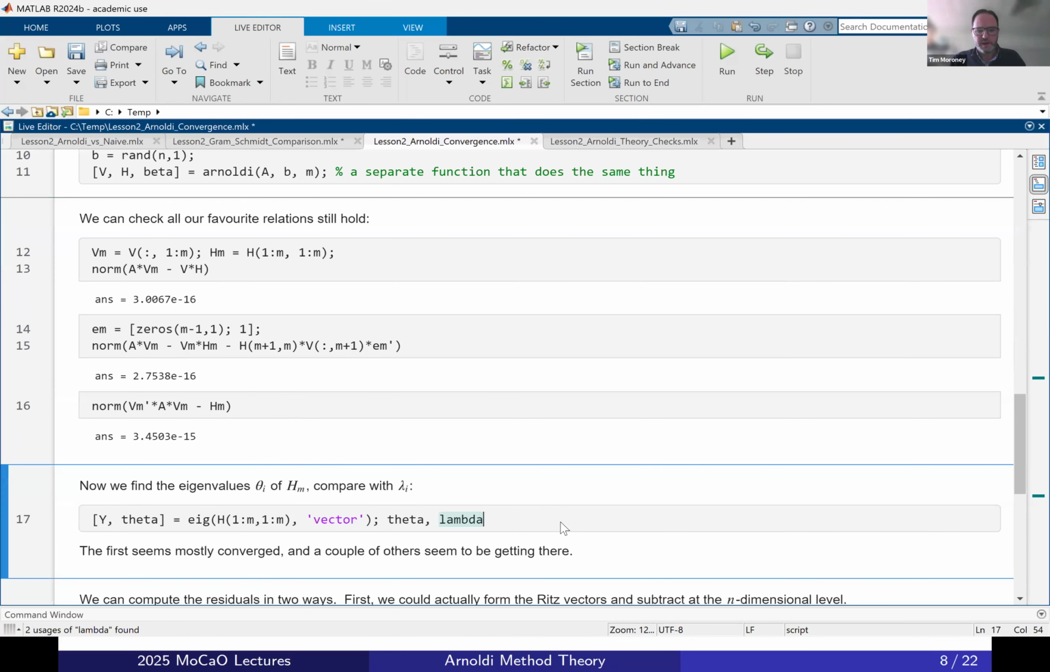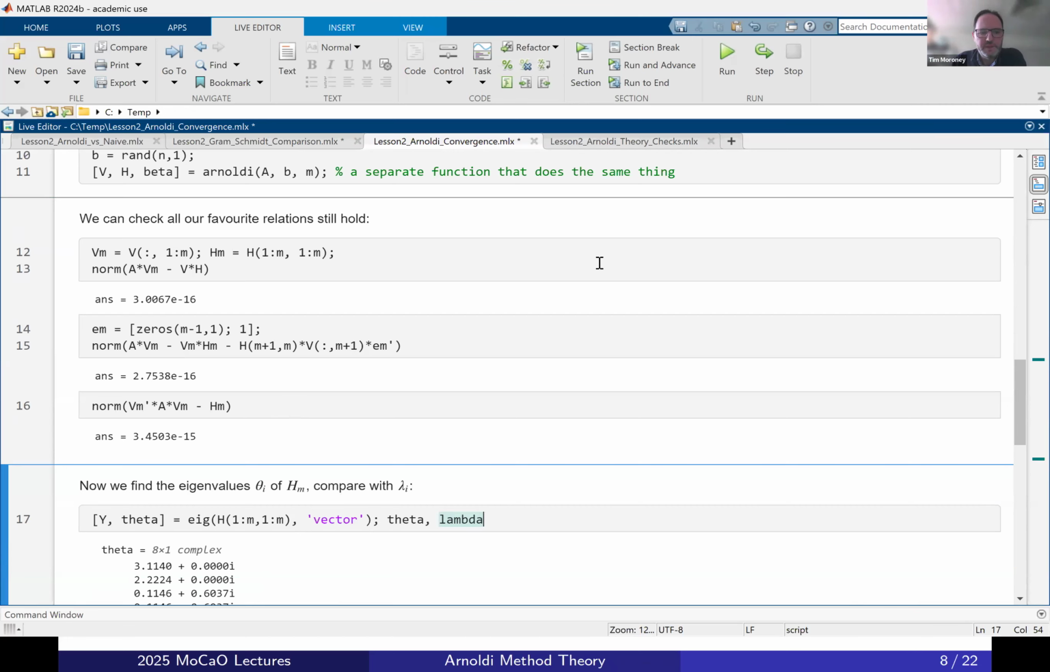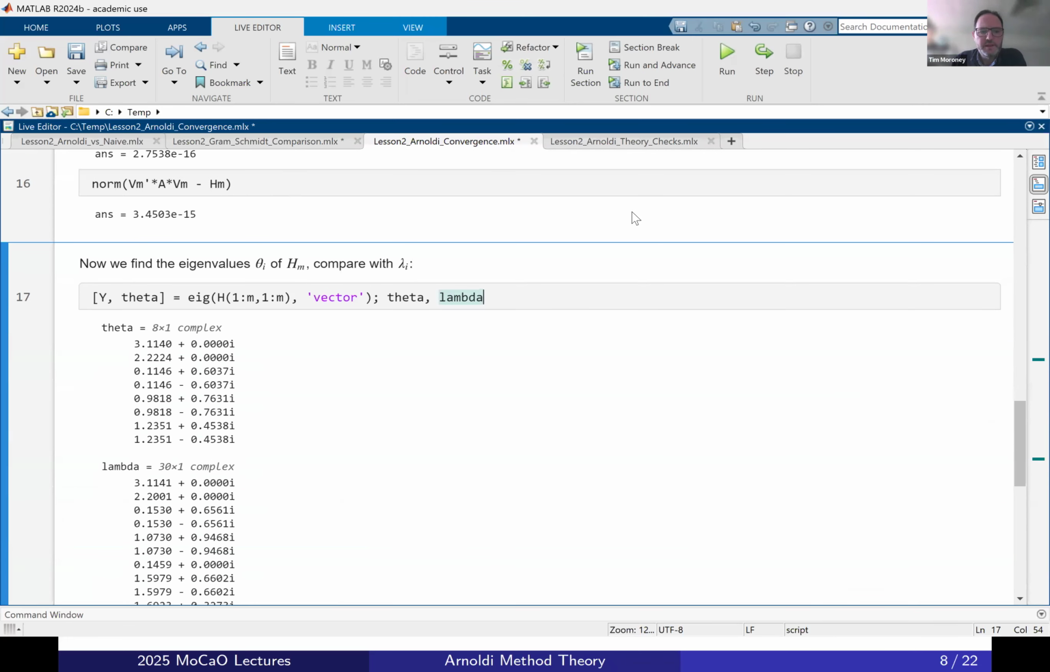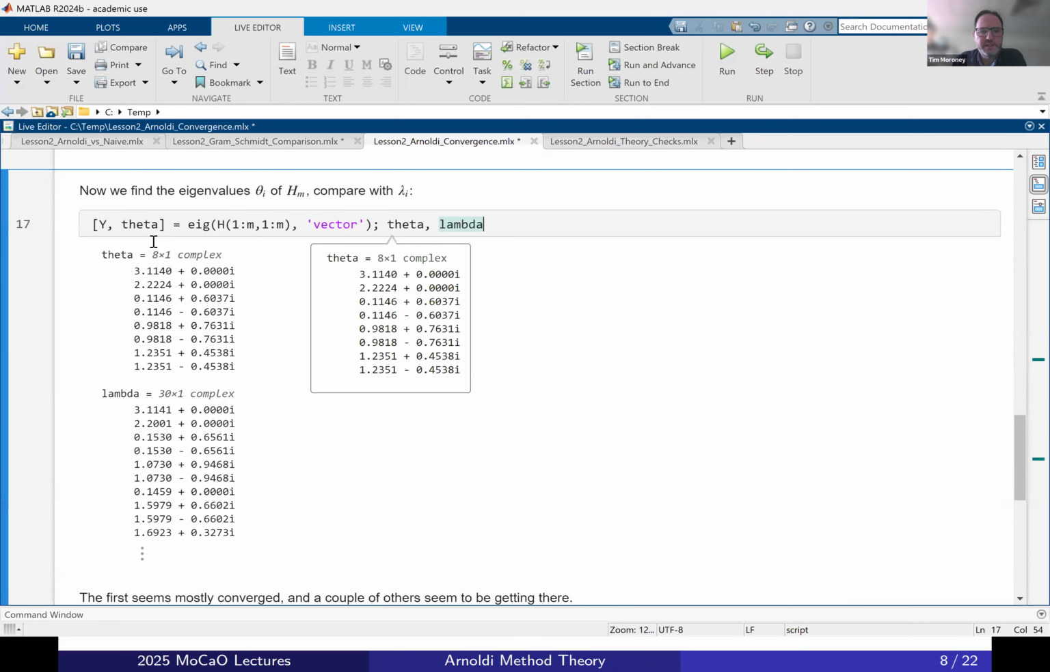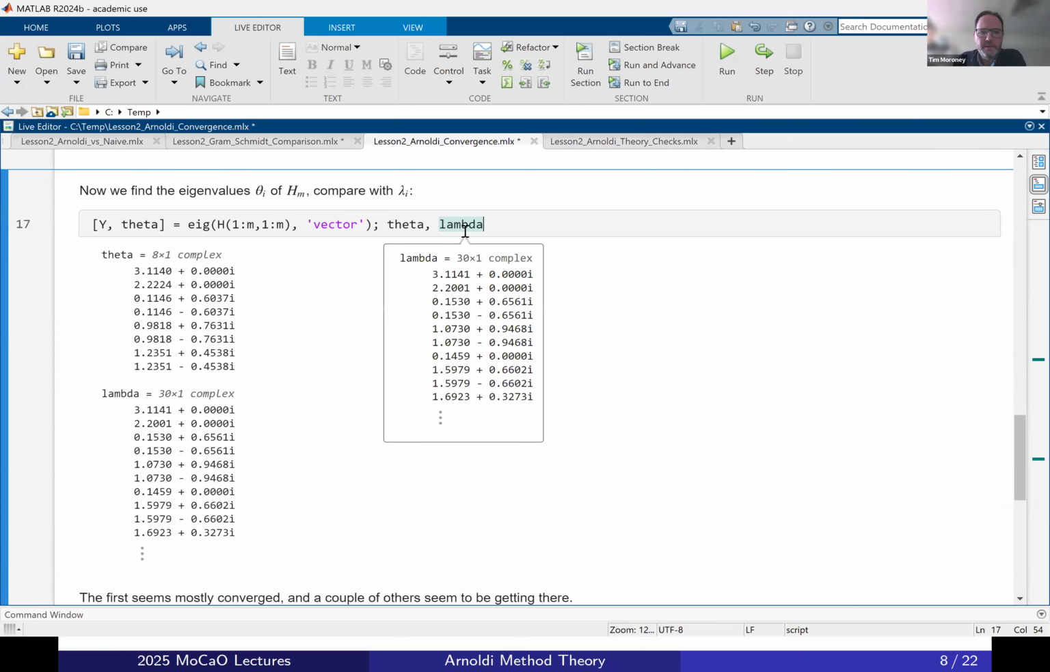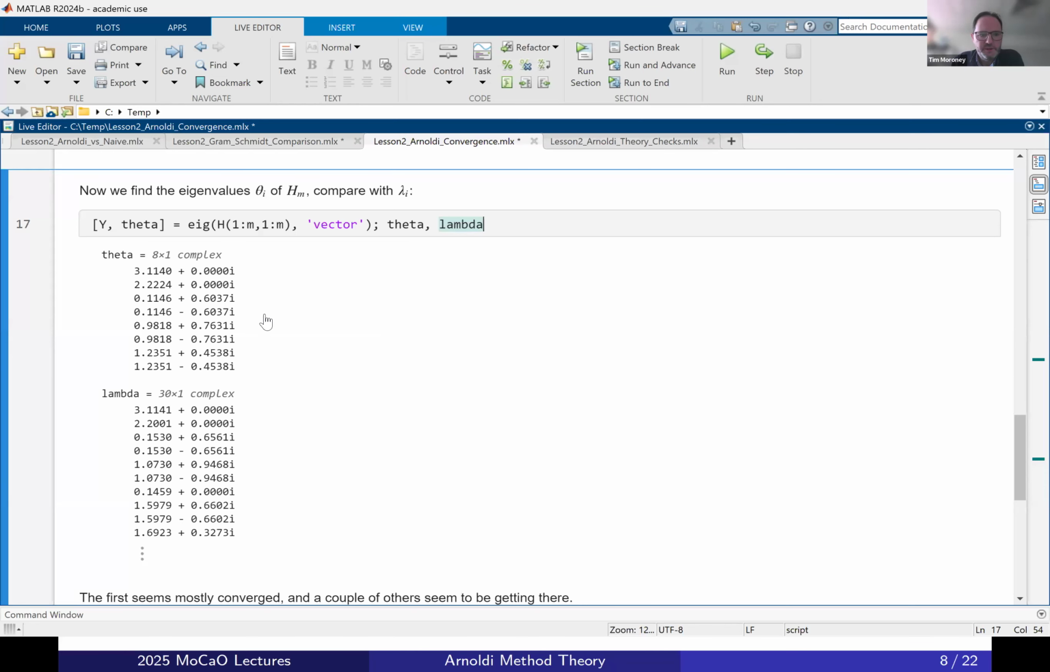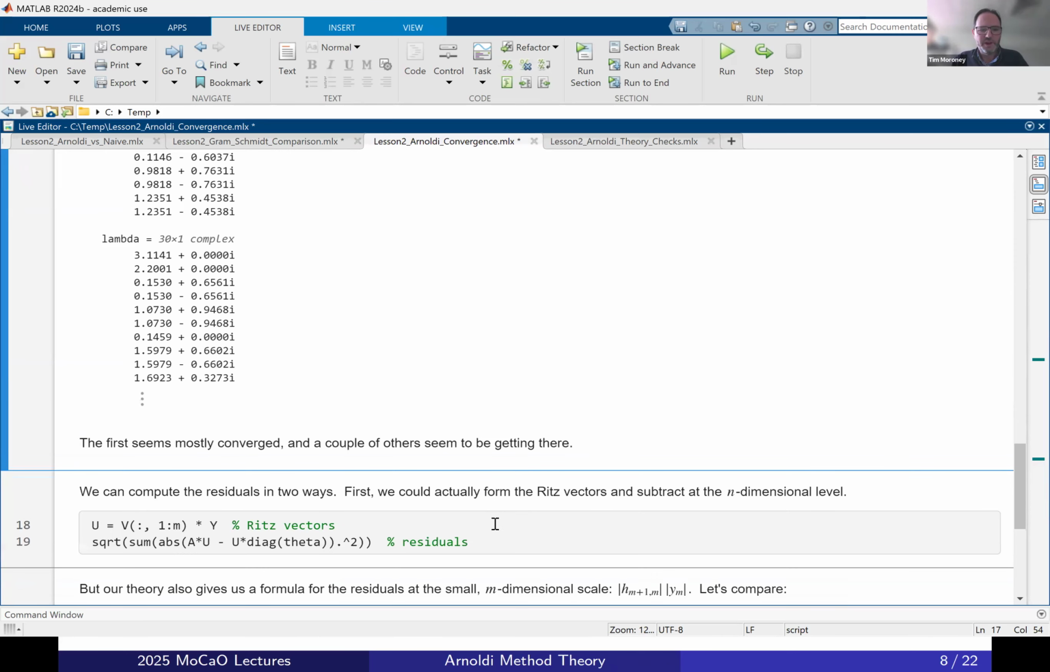Now let's get our eigenvalues out of this H_m. That's a small problem, no trouble. And we'll compare them. So here's theta, these 8 eigenvalues from H, and here's lambda, which is 30 eigenvalues of A. But we're starting to see this first one especially looks nicely converged. The second one is sort of getting there. And you might be able to pick out eigenvalue conjugate pairs that are kind of resembling what's going on down here, but maybe not quite there yet.